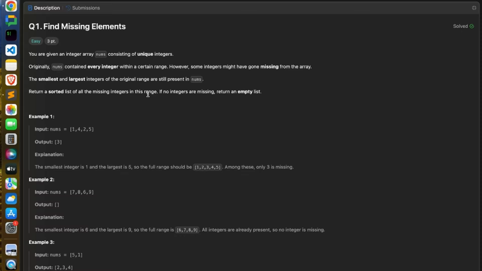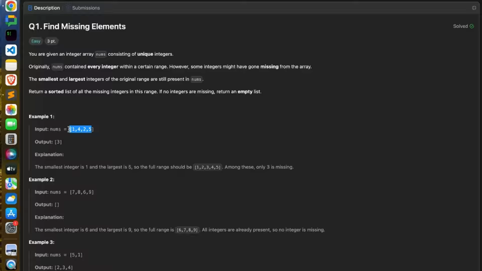So the thing is, there is a range, let's say from L to R. Your minimum value and maximum value, that is L and R, will always be present in nums, and in between L and R, some integers may have gone missing from the original array. So what you can do is find the minimum number and the maximum number in nums. Then you can iterate through all the numbers from L to R and check if the number is present in nums or not. If the number is not present in nums, then it means that the number is missing.